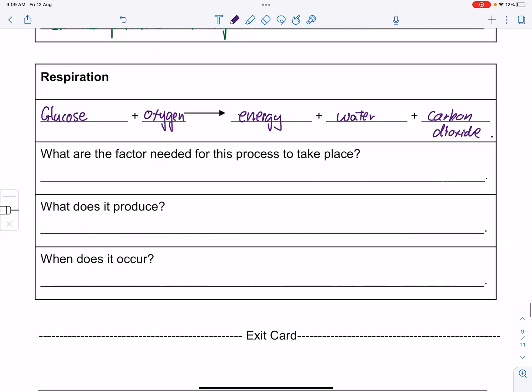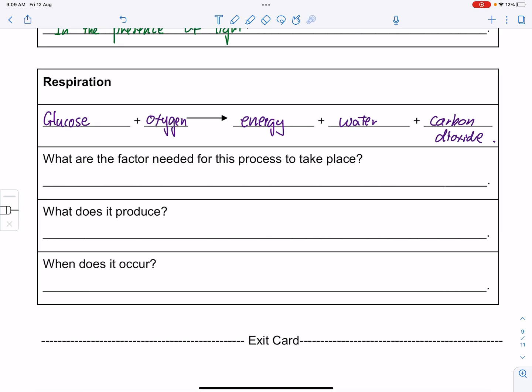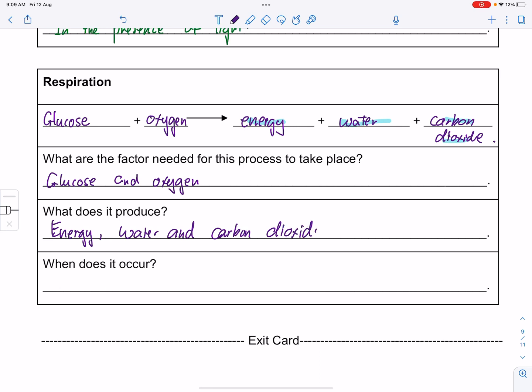Okay, now what are the factors needed for this process to take place? So very straightforward, glucose and oxygen. What does it produce? Okay, it's also over here. Energy, water, and carbon dioxide. When does it occur? All the time. Okay, the minute you don't respire, that's it. Alright, you will no longer be alive.